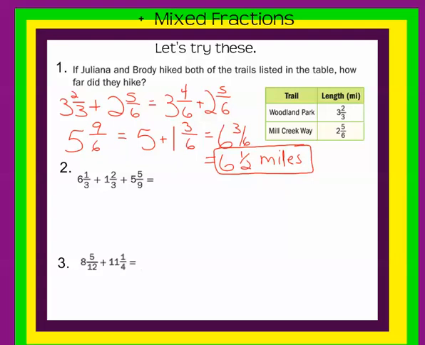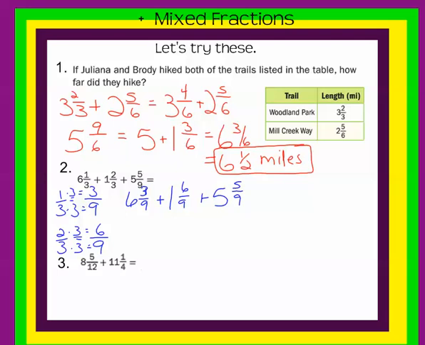All right, in number 2 we have 3 fractions. That's okay. We handle this the same way we do any other addition of fractions problem. We need a common denominator, and our common denominator for the 3's and 9's would be 9. So 1/3 in ninths, let me clean that up just a little bit for you, is going to be 3/9, and 2/3 in ninths is going to be 6/9. So when I rewrite the statement, I have 6 and 3/9 plus 1 and 6/9 plus 5 and 5/9.